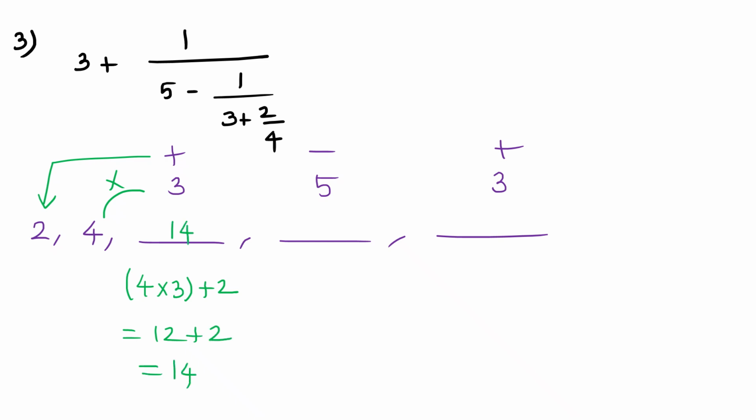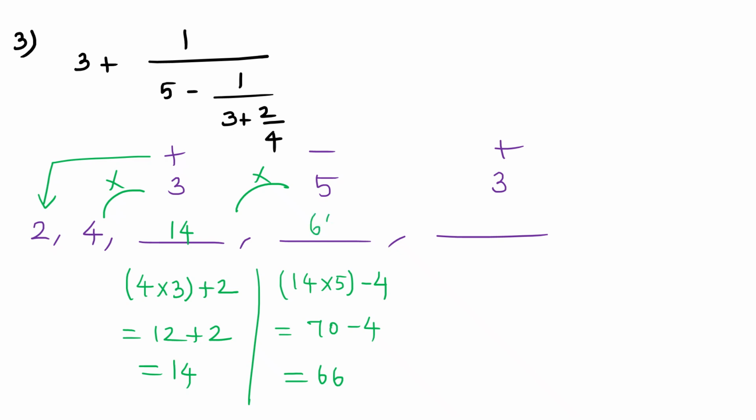Okay. Now this 14 into 5, then minus 4. So 70 minus 4, that is 66. So now this is your previous number, right? So you are going to do with this number only. So I'll get here 66 in the second blank.